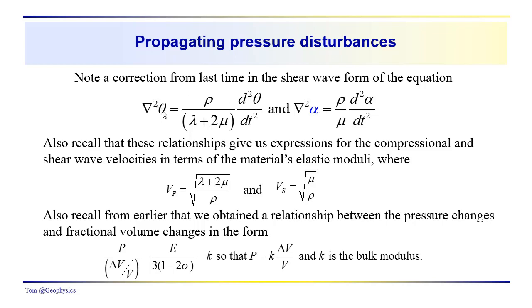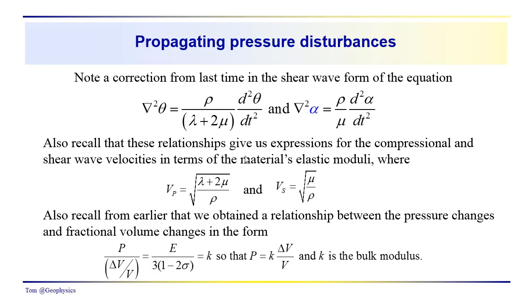This would be for the compressional wave disturbance, and this would be for the shear wave disturbance. And of course, we get these different factors out in front of the second temporal derivatives. Remember, those factors are related to the compressional wave velocity, the square root of lambda plus 2 mu over rho, and the shear wave velocity, the square root of mu over rho. Lambda is the Lamé parameter, mu is the shear rigidity, and rho is the density.